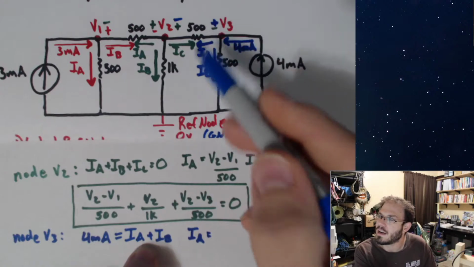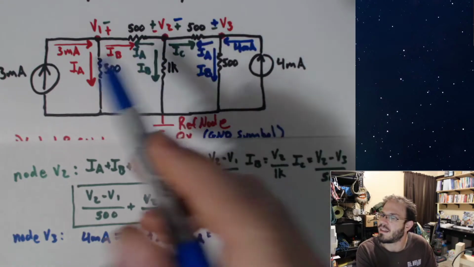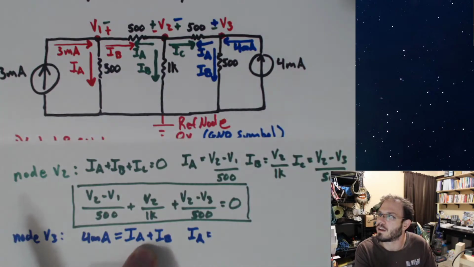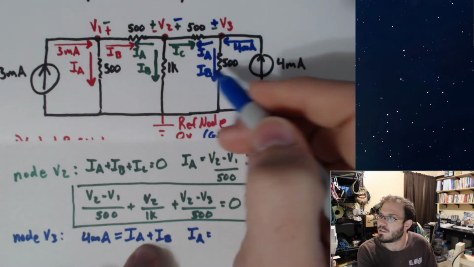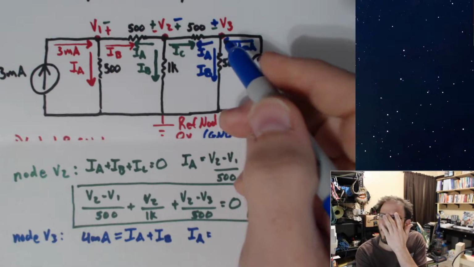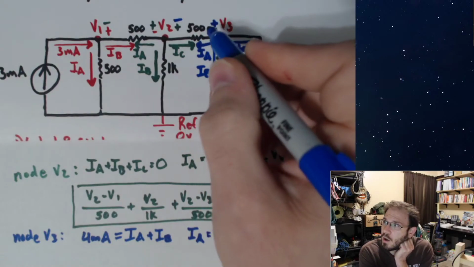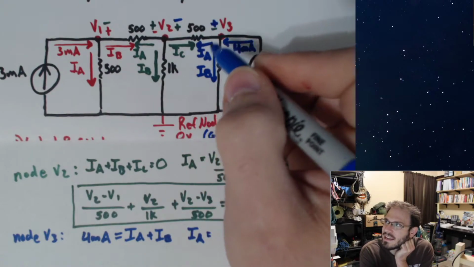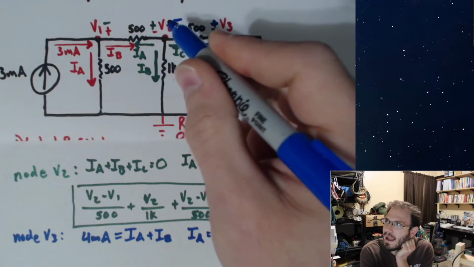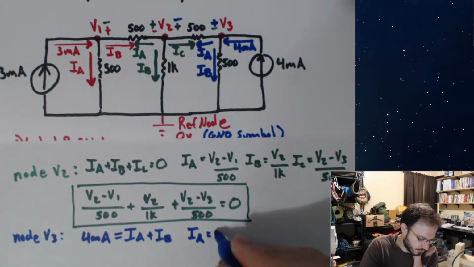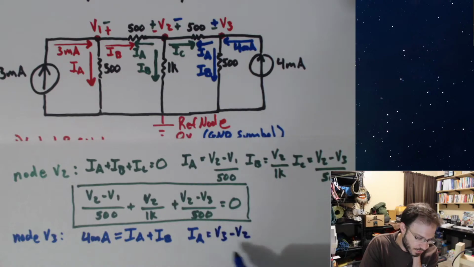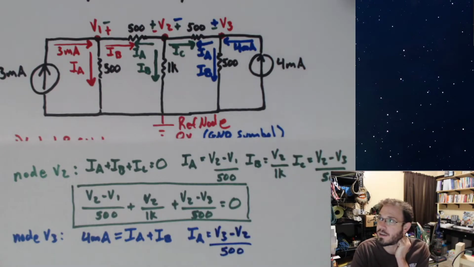And I've tried to illustrate that each one is kind of an independent thing by using a different color here. Okay, these are just tools to help me get this equation. So I can now say IA is equal to plus V3 minus V2 all divided by 500.